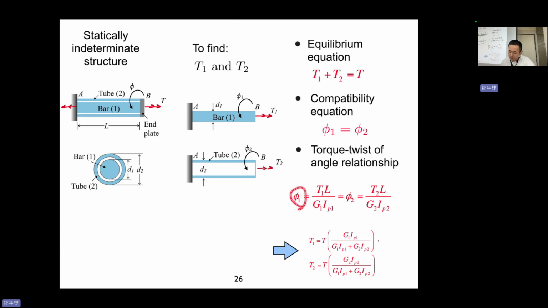So phi 1 equals T1 L1 divided by G1 IP1, and phi 2 equals T2 L2 over G2 IP2. They need to be equal, right? So T1 blah blah blah, T2 blah blah blah. Again, you see that the result is very symmetric, 对称, right? Symmetry. You see the bottoms are identical, but the top numbers are kind of symmetric, right? So again, this is just the logic flow, okay?